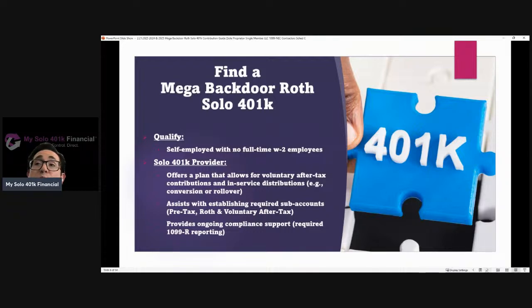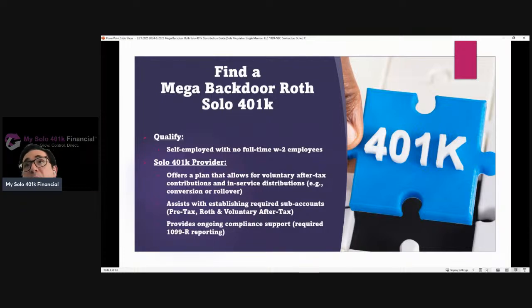It's also helpful to work with a provider like us that has deep experience, for example, in helping clients satisfy the mega backdoor Roth solo 401k requirements. For example, the funds need to be held in separate accounts. So we help our customers establish the different required sub-accounts, pre-tax, Roth, and voluntary after-tax, as well as having an experienced solo 401k provider that helps with the ongoing compliance support.